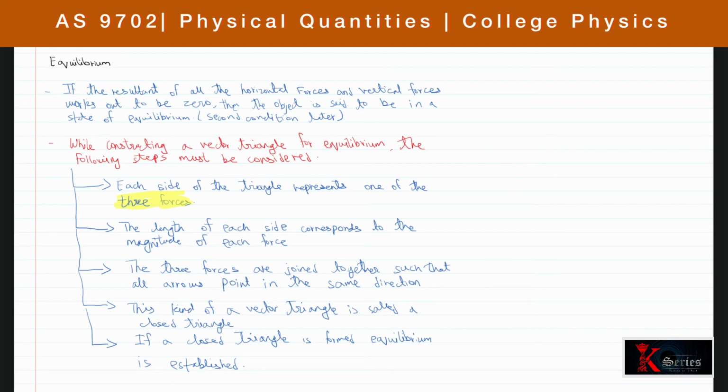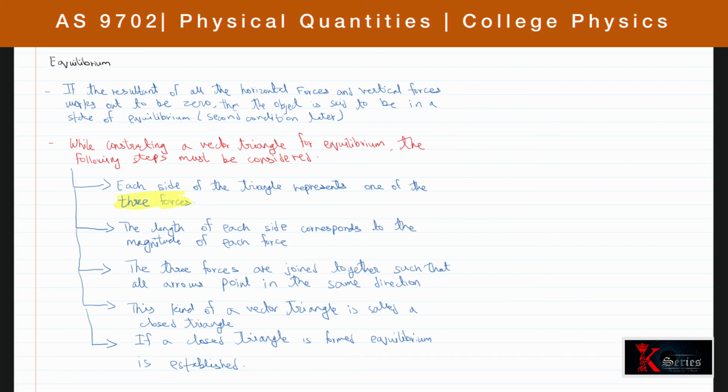Now we'll move on to the steps which are used to construct a vector triangle for equilibrium. So the first step is that we need to make sure that each side of the triangle represents one of the three forces. Since there are going to be three sides, it's going to represent three forces, right? So each side is going to represent one of the three forces. The second step is that the length of each side corresponds to the magnitude of each force. For example, if there are three forces and one of them is larger, then obviously the length of that particular side is going to be longer as well, because it corresponds to the magnitude of the force, right?